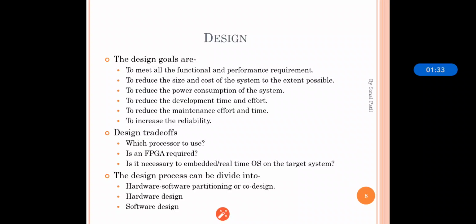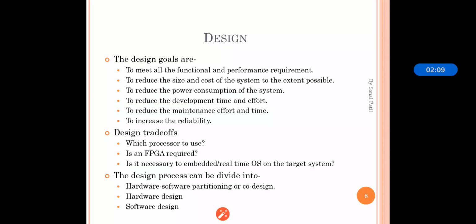Now we have seen why the embedded system is widely used: mainly because it is based on chips, and because of the chips the size of any embedded system is very compact. That's why the main design goal is to reduce the size as much as possible as well as the cost of the system. It's very desirable to have the smallest embedded system, and the cost should be minimum. That is one of the design goals.